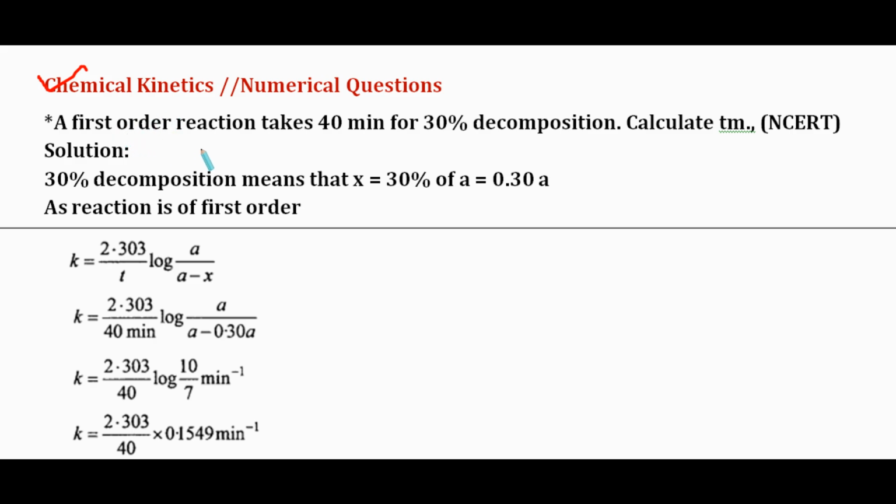Now a numerical question for it. A first order reaction takes 40 minutes for 30% decomposition. Calculate the half-life time. 30% decomposition means that x equal to 30% of a, that is 0.30a. As the reaction is of first order, the formula is k equal to 2.303/t log a/(a minus x), and it can be written as k equal to 2.303, the value of t is 40 minutes, log a over a minus 0.30a.